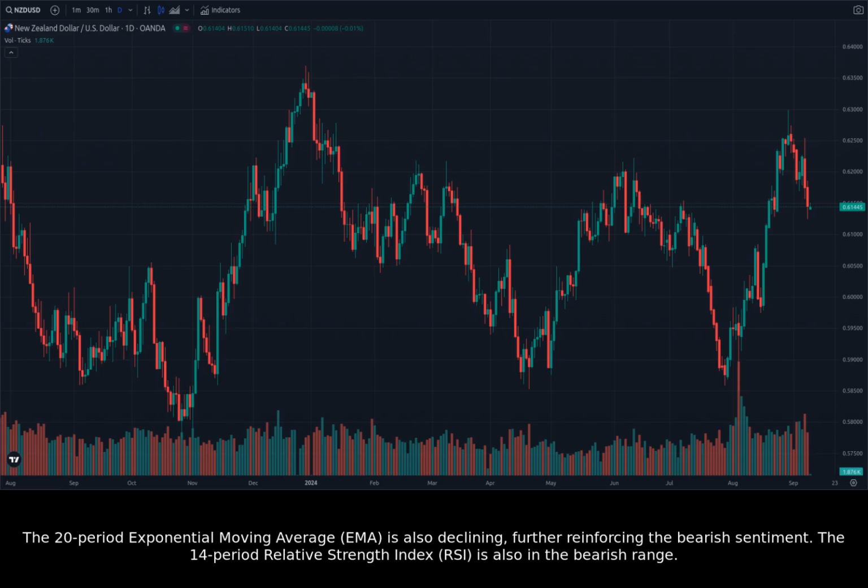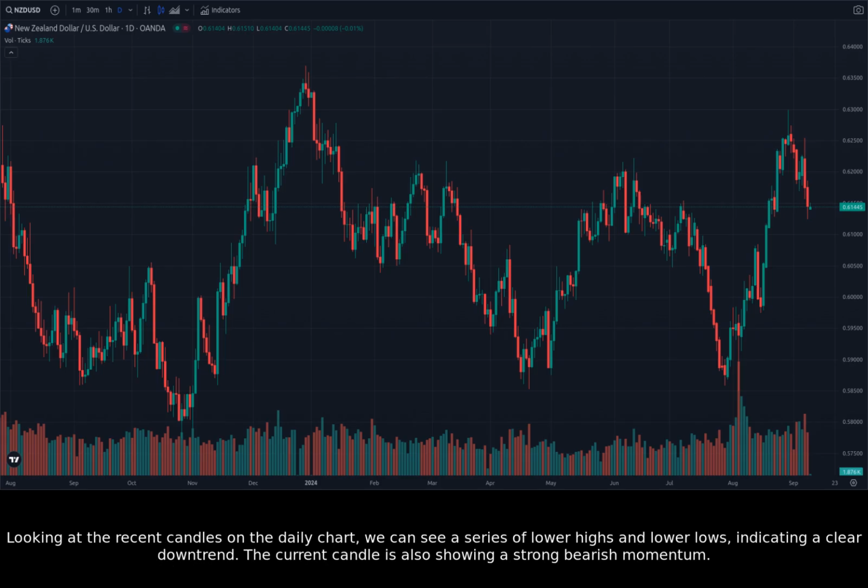The 20-period exponential moving average, EMA, is also declining, further reinforcing the bearish sentiment. The 14-period relative strength index, RSI, is also in the bearish range. Looking at the recent candles on the daily chart, we can see a series of lower highs and lower lows, indicating a clear downtrend. The current candle is also showing a strong bearish momentum.